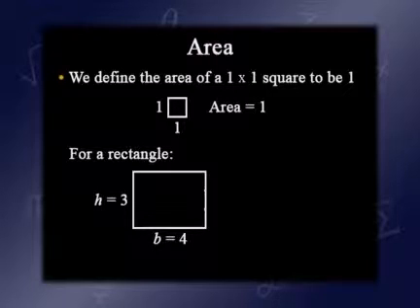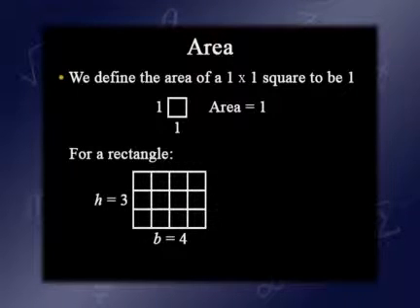So for instance, suppose we looked at a rectangle that had a height of 3 and a base length of 4. Then we will define, or actually we can show, that the area of that rectangle is 12, simply by cutting up that rectangle into 12 little 1 by 1 squares, right? You add up the areas of those squares, which all have area 1. There are 12 of those squares, and so the total area is 12.